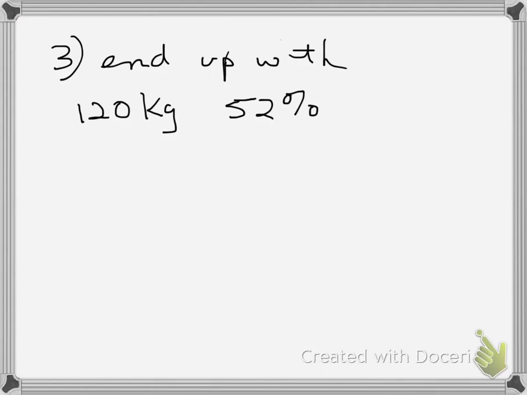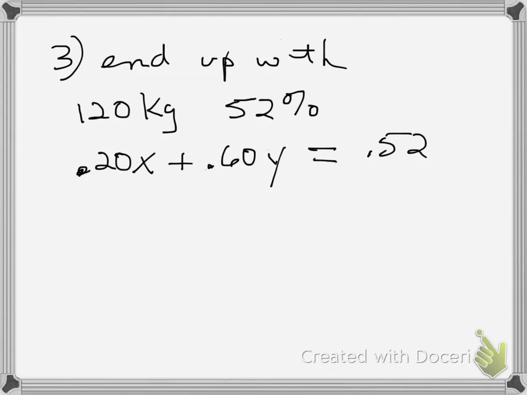What we do with these is we put the kilograms and the amount of the copper together. So we have two alloys. One is 20%, so we're going to say 0.20x plus 0.60y. Those are the percentages of the individuals, and that is going to equal 0.52 times 120, because these are all the percentages and these are all the weights.